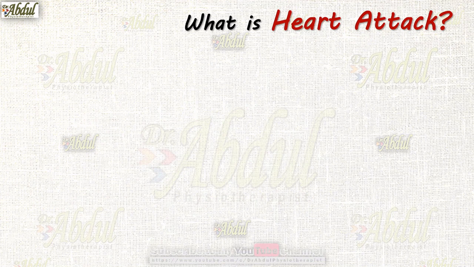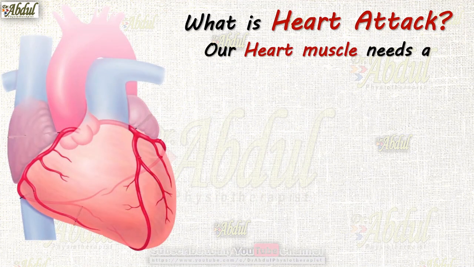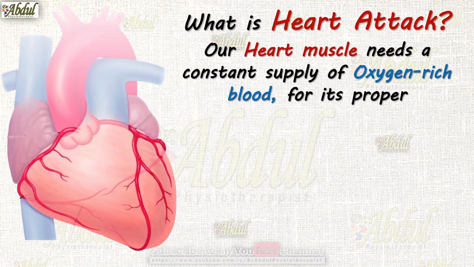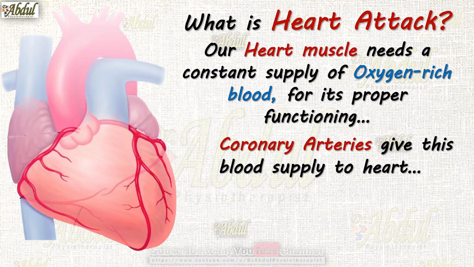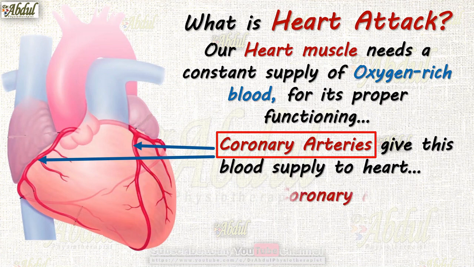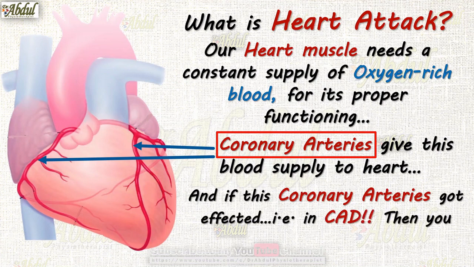What is a heart attack? Our heart muscle needs a constant supply of oxygen-rich blood for its proper functioning. Coronary arteries give this blood supply to the heart. As you can see in the diagrams, these are coronary arteries. And if these coronary arteries get affected, that is in CAD, then you experience a heart attack.